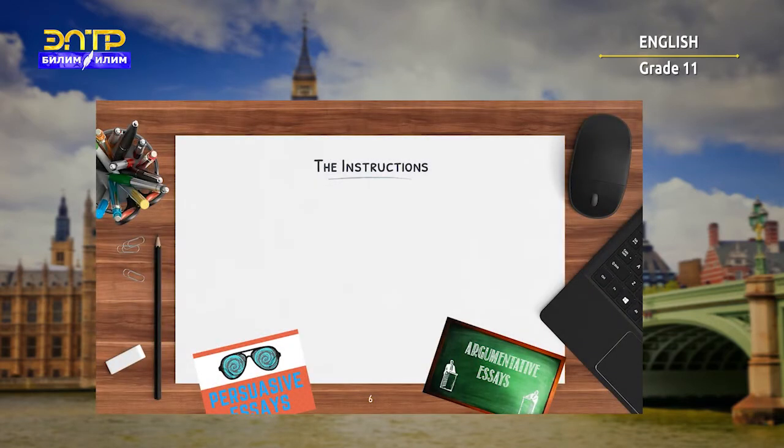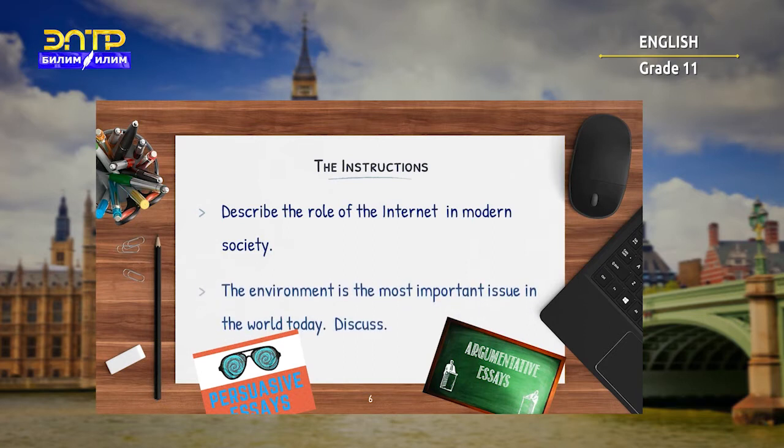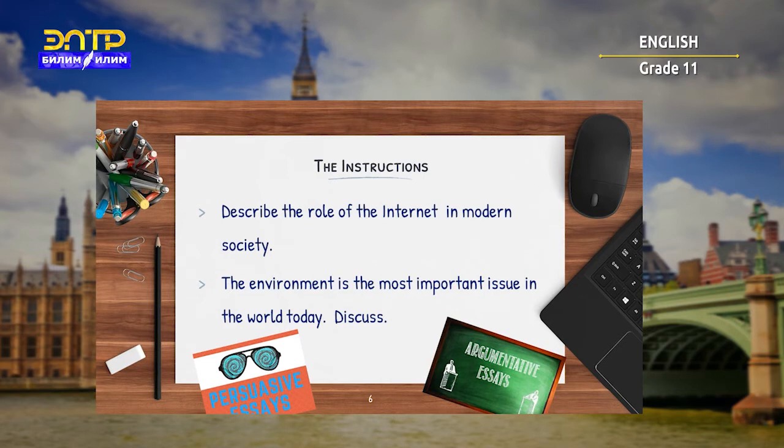The instructions are basically as you see here on the screen. For example, describe the role of the internet in modern society. The environment is the most important issue in the world today. Please discuss. Describe and discuss. These two words indicate the two most common types of essay that one can write. If you're asked to describe something, then your essay will mostly present facts and not opinions. However, if you are asked to discuss something, then your opinion is being asked for, and you are usually expected to evaluate something or to argue for or against something.